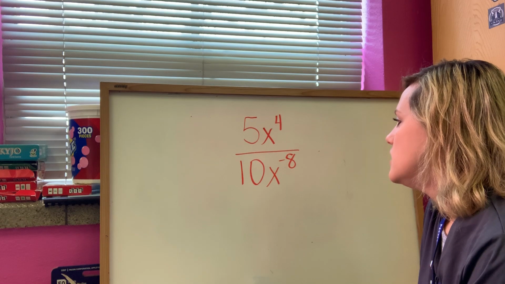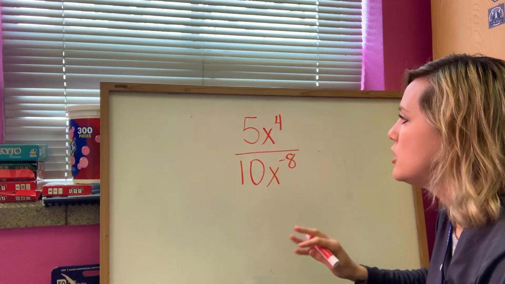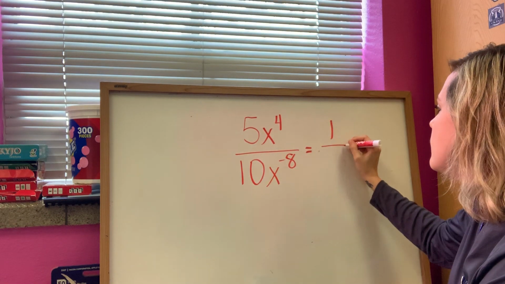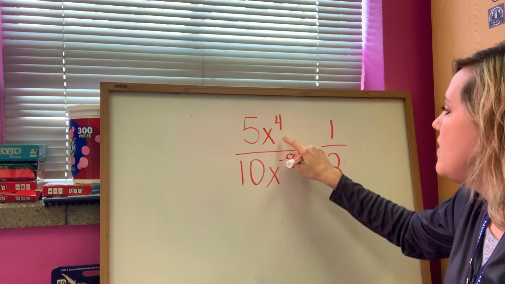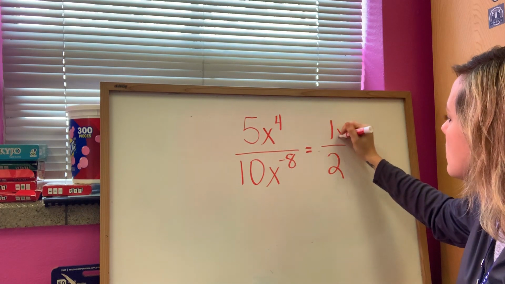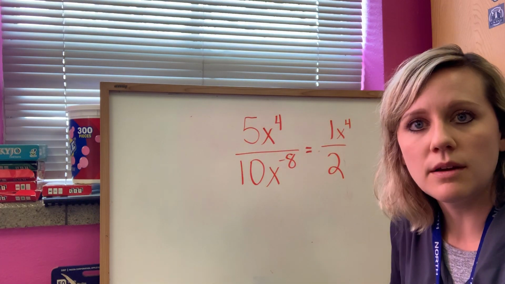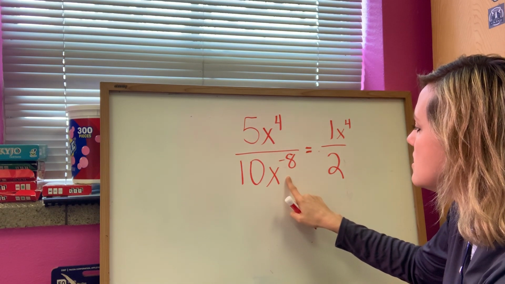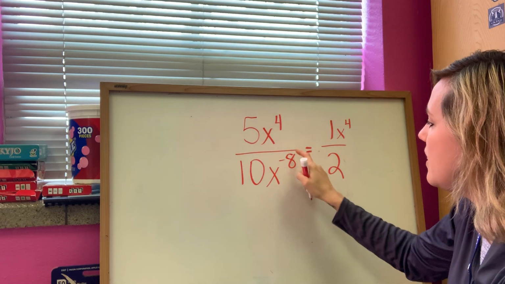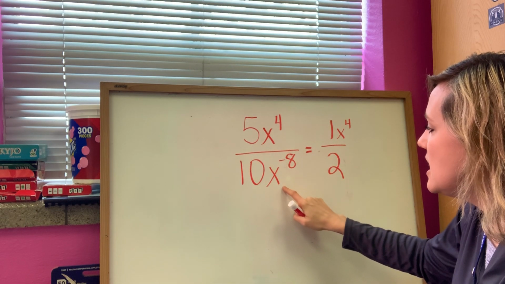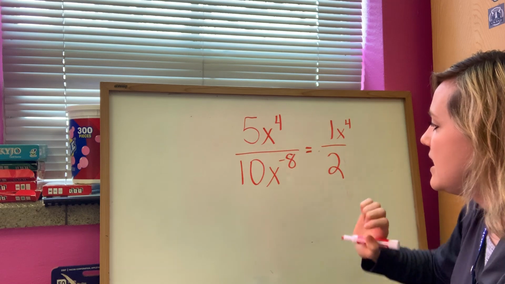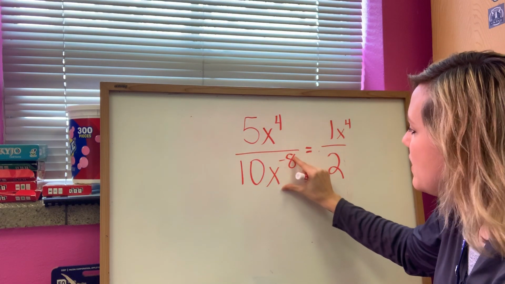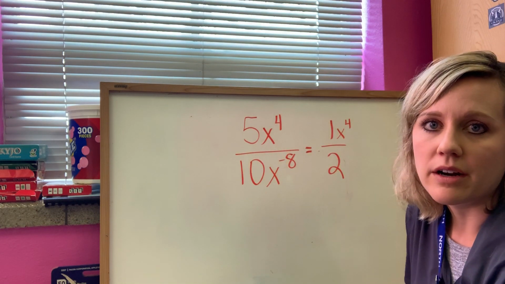Okay, so first things first, we want to reduce the 5 over 10 to 1/2. And then this x to the fourth is positive, so it's not going to move. It's going to stay up in the numerator. And this one is a negative. So this already means division, and then this negative, it's kind of like a double negative. This is actually going to move up to the numerator.